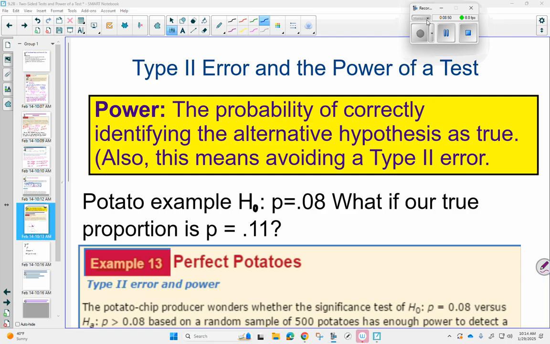This also means avoiding a type 2 error. What's type 2 error again? Exactly. Failing to reject when we should have rejected. I want to avoid that. I want to correctly reject the null when I'm supposed to. This definition, you must know this definition.